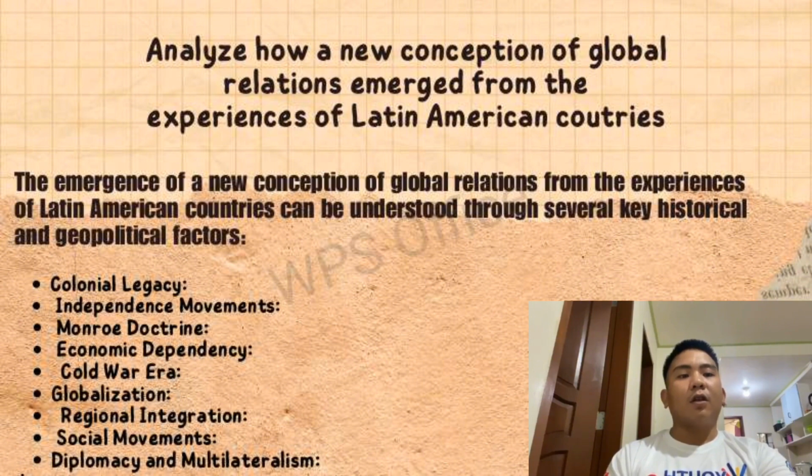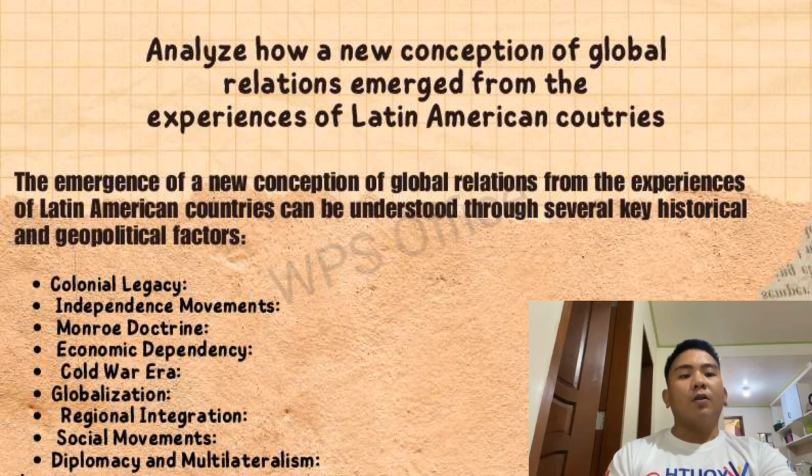Monroe Doctrine. The Monroe Doctrine, articulated by President James Monroe in 1823, declared that the Americas should be free from European intervention. This doctrine had a lasting impact on Latin America's relations with the global powers, especially the United States, and contributed to the notion of autonomy in the region.